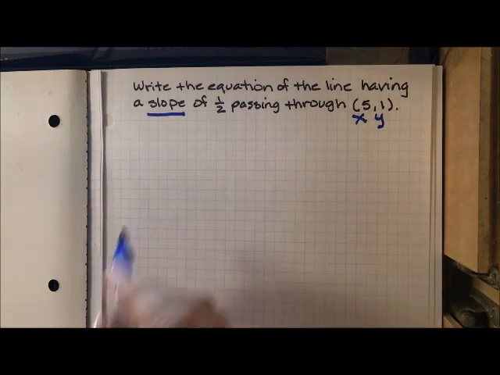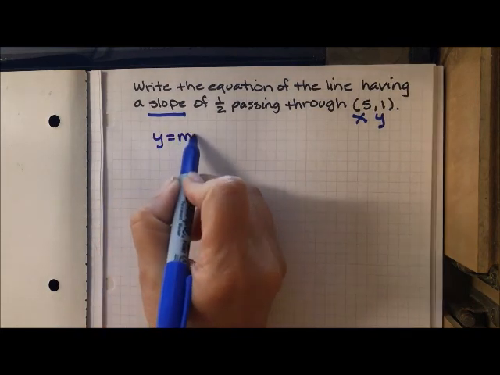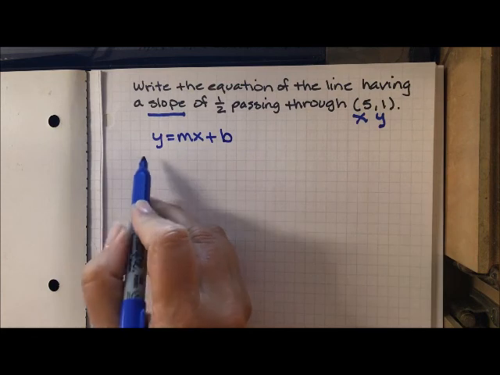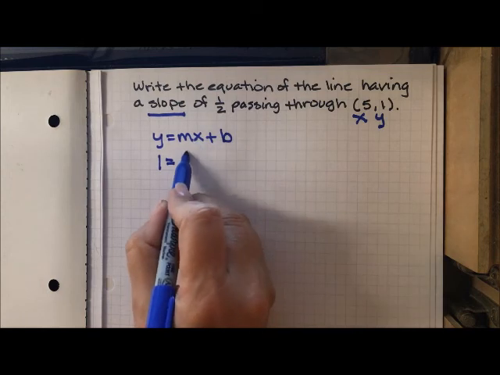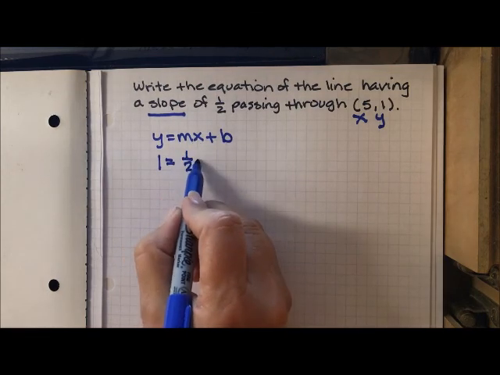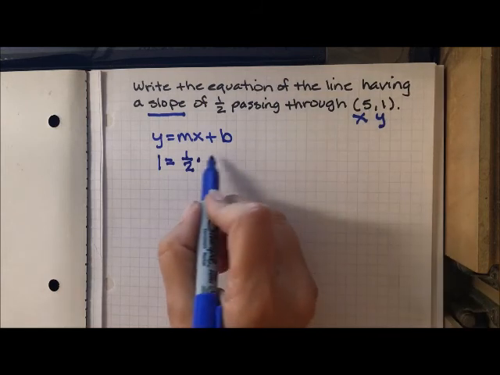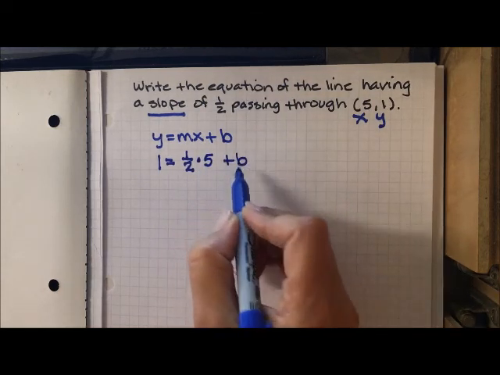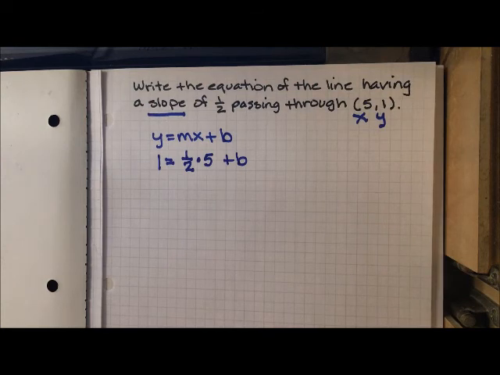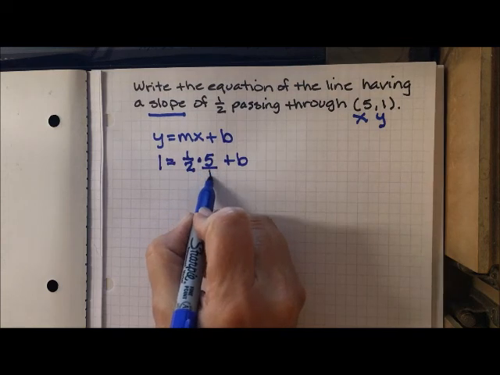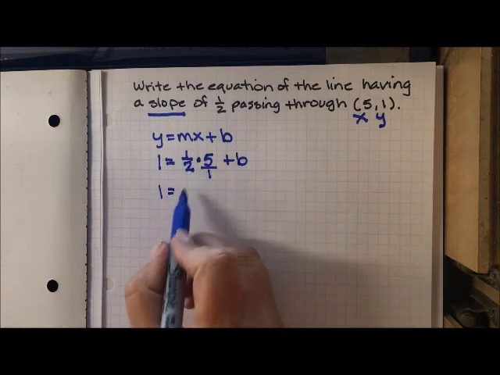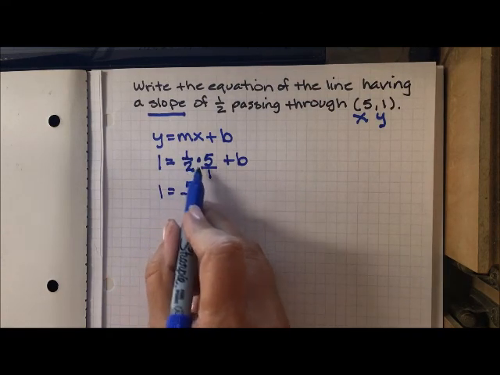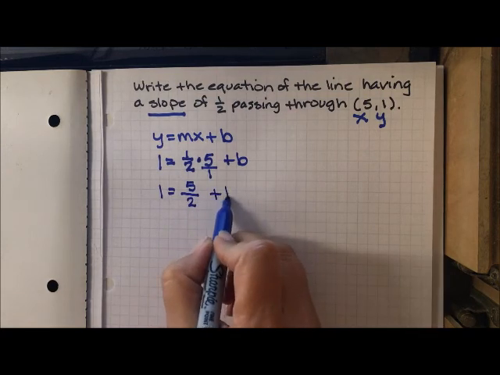So let's go ahead and plug those into y = mx + b. We know that y is 1. We know that m is 1/2 times x, which is 5, plus b. So now we have an issue where we're going to have to multiply and get a fractional problem right here. We'll put a 1 under the 5. We'll multiply 1 times 5 and get 5. 2 times 1 gives me 2, plus b.